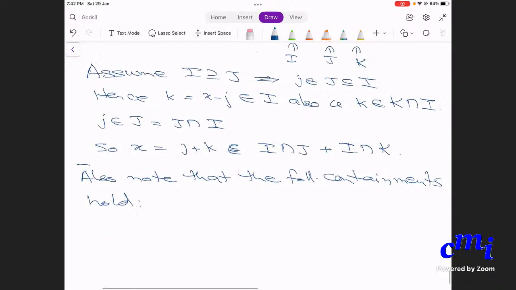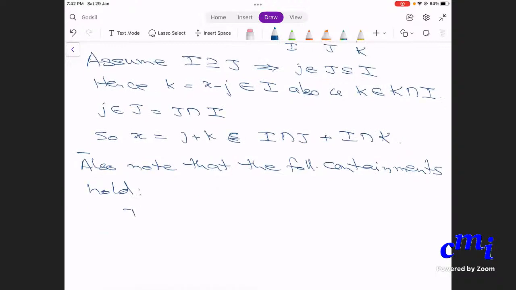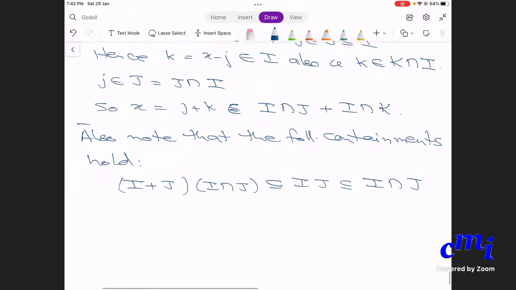And these containments are the following. That is, (I + J)(I ∩ J) is contained in IJ, is contained in I ∩ J, for any two ideals I and J. This is a very general thing, in any ring.